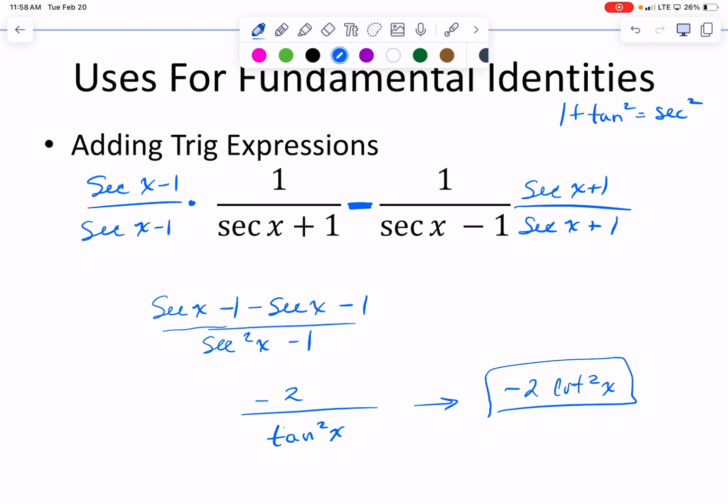Where did you get 1 plus tan squared? It's a Pythagorean identity on the top of your page, top left. Where is that? It's something that I recognized.